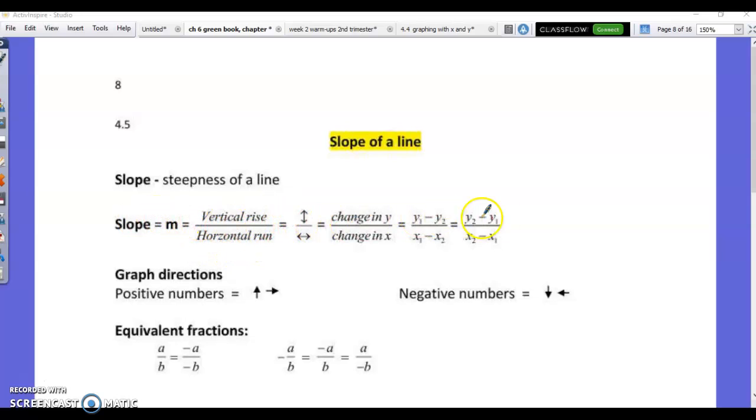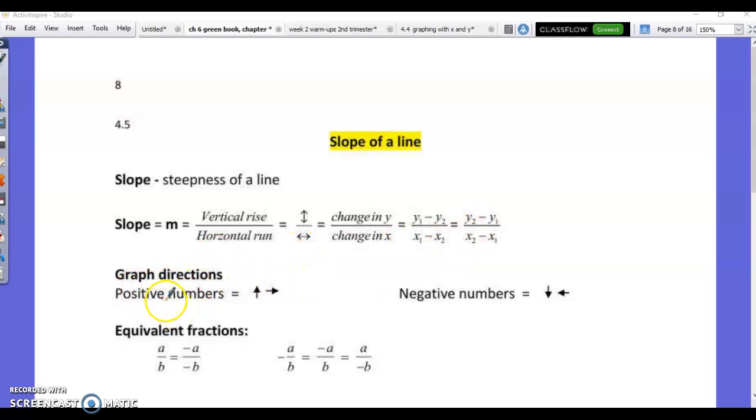So all of these are basically the same thing. Vertical is up and down, horizontal is left and right. It's the change in y over the change in x. And this is a formula we're going to be using later on. So I will come back to that later.